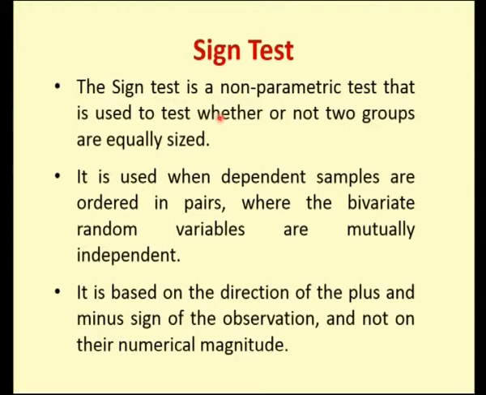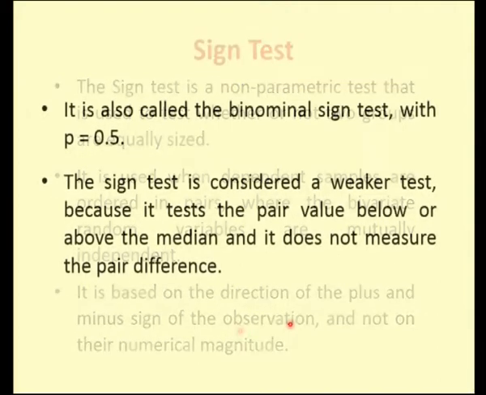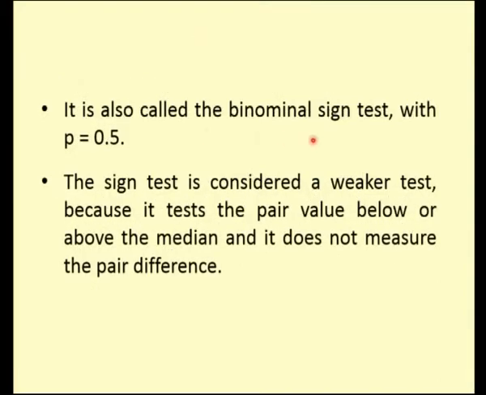The sign test is a non-parametric test that is used to test whether or not the two groups are equally sized. Secondly, it is used when dependent samples are ordered in pairs, where the bivariate random variables are mutually independent. Third, it is based on the direction of the plus and minus sign of the observation and not on the numerical magnitude. It is also called a binomial sign test with probability value equal to 0.5.